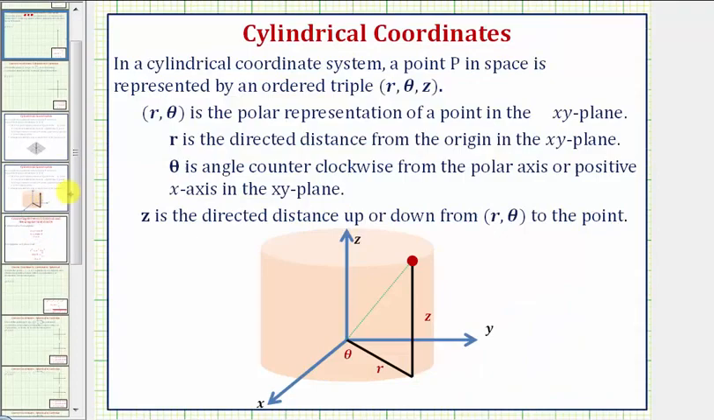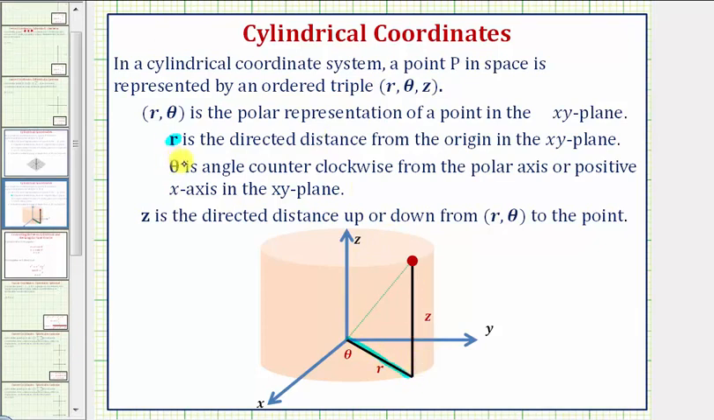But for a quick review, r, theta is the polar representation of a point in the xy plane, where r is the directed distance from the origin in the xy plane, which should be this distance here. Theta is the angle counterclockwise from the polar axis or positive x-axis in the xy plane, pictured here. And finally, z is the directed distance up or down from r, theta to the point, shown here.